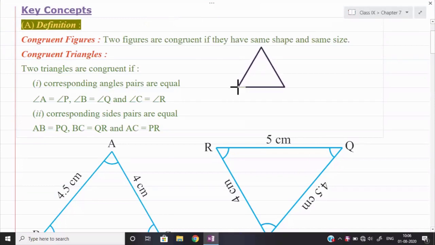For example, if I draw one triangle and then draw one more triangle, I will make a copy of this. Yes, so this is my second triangle. Since we are going to compare these two triangles first, the first triangle I am naming here as A, B and C.